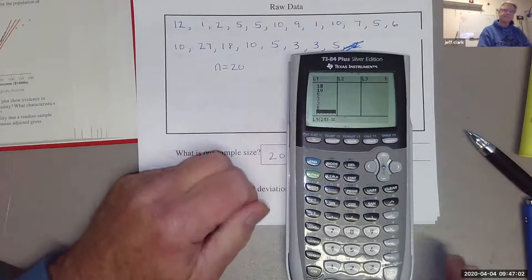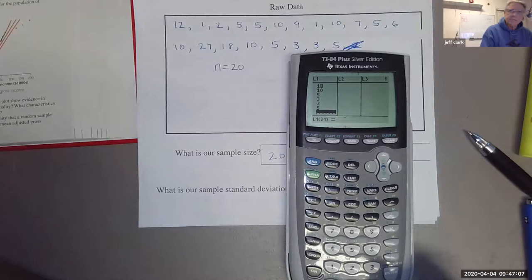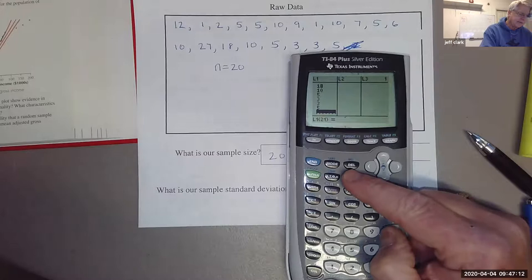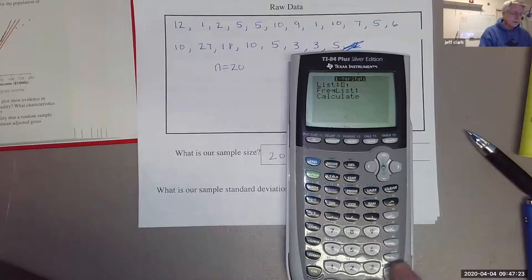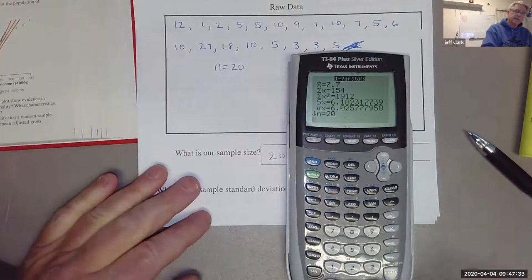Now, I want to find the sample mean, and I can do that by hitting stat again and going over to calculate. And one var stats, this is from the beginning of the semester where we learned that. It's been a while since we've used it. Okay, I like everything in list one, which I agree. Leave frequency list blank. Calculate. Okay, there's my x bar, which is 7.7. So 7.7.